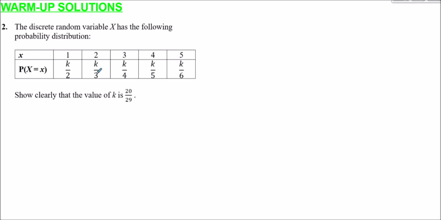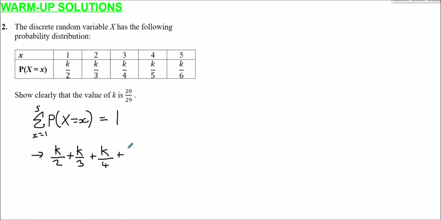We just need to remember the basics, even going back to GCSE, which is that the sum of all these probabilities must equal 1. So from X being 1 up to 5, that will sum to 1, because the sum of all probabilities for any one event, as you know, needs to add up to 1. So if we add up all of these fractions, K over 2 plus K over 3 plus K over 4 plus K over 5 plus K over 6, that all adds up to 1.